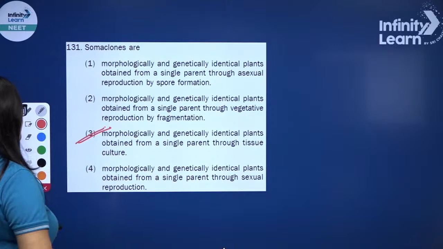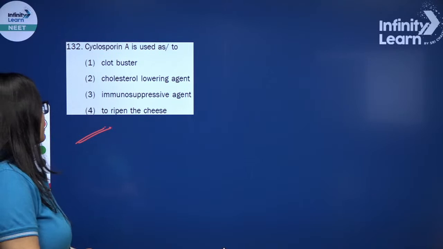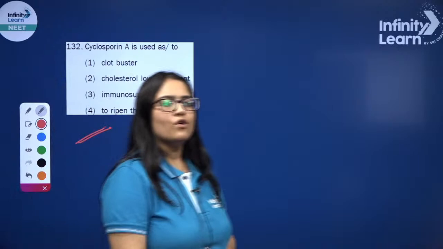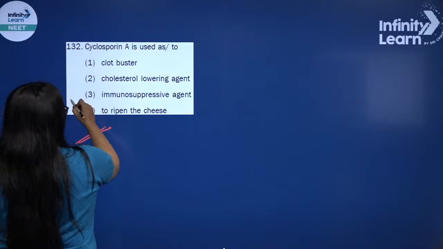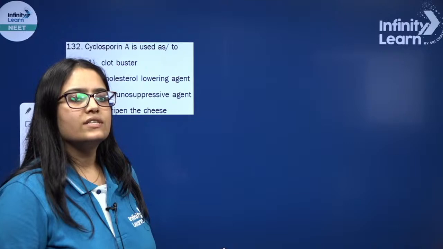Next question, cyclosporin A. This is from your microbes, my lovely kids. Cyclosporin A is used as, can anybody tell me what answer you have given for this one in your paper? The answer is that cyclosporin A is used as an immunosuppressive agent to suppress the immunity in organ transplant, okay? Yeah, right. Next question.